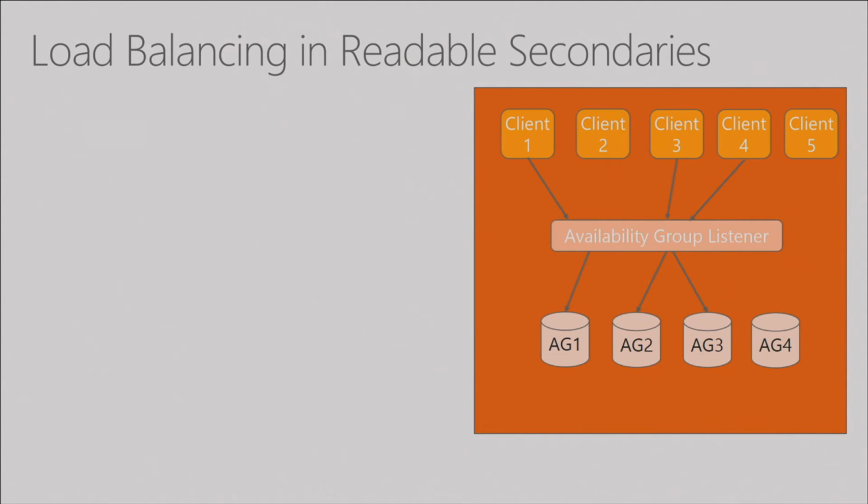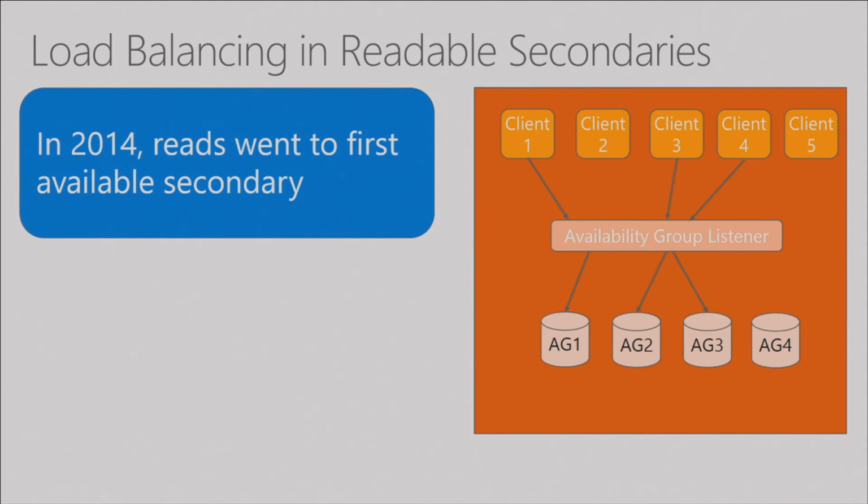We can do load balancing across our readable secondaries. So in SQL Server 2014 and 2012, we had a feature called read-only routing. What this would do when configured was it would route network traffic to a specific VM or specific availability group replica when a server was primary. So if in my diagram here, AG1 was my primary server, and it was configured to send the traffic to AG2 as my read-only routing target, all traffic would go to AG2, AG3 and 4 would just sit there doing nothing.